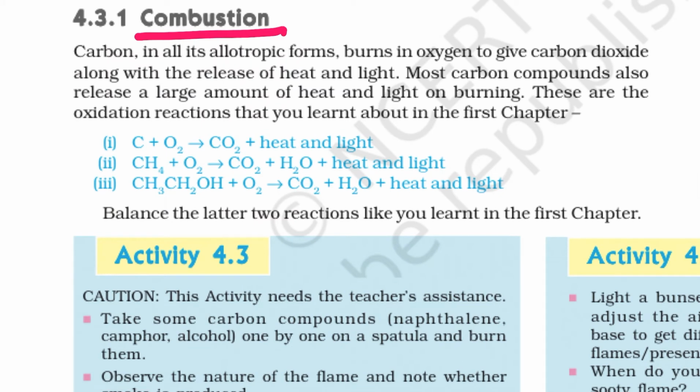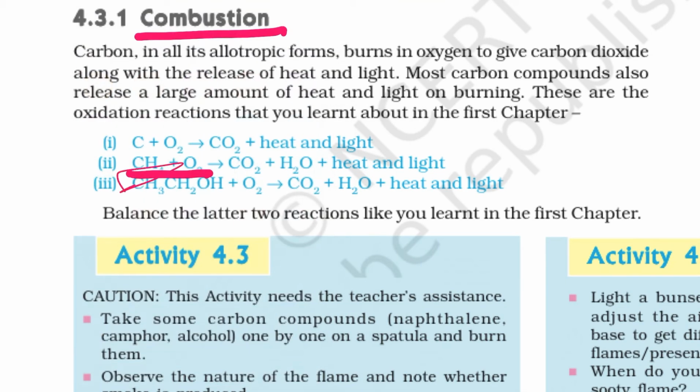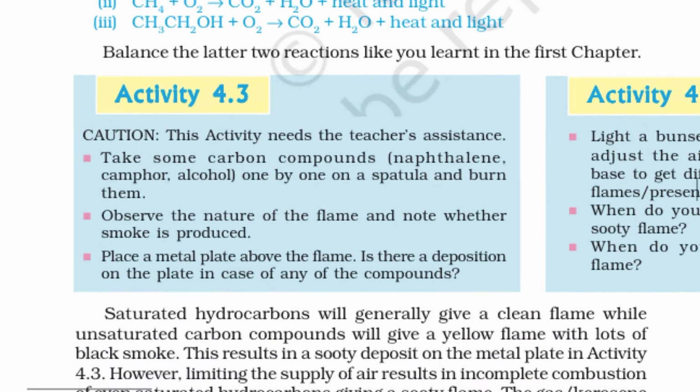Then methane, CH4, plus O2 gives CO2 plus H2O plus heat and light. In the same way, this is ethanol, CH3CH2OH, plus O2 gives CO2 plus H2O plus heat and light. So carbon compounds burning in oxygen in any form give carbon dioxide plus water plus heat and light.